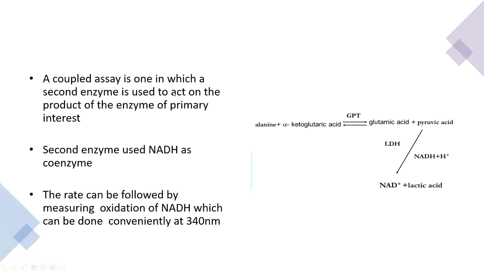So a coupled assay is one in which a second enzyme is used to act on the product of the enzyme of primary interest. The second enzyme generally uses NADH as a coenzyme, and the rate can be followed by measuring the oxidation of NADH, and this optical density we measure at 340 nanometers generally.